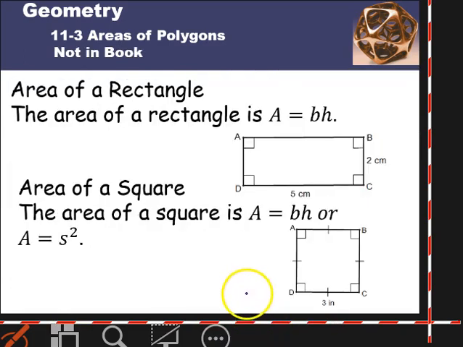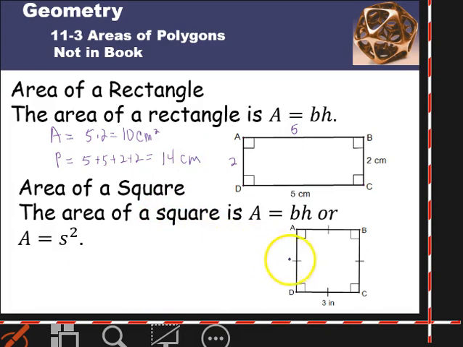Okay, so to find the area of a rectangle, the formula is base times height. So the base of this is 5 and the height is 2, so 5 times 2 is 10, and this would be 10 centimeters squared. To find the perimeter, you just add up all the sides. Since this side is 5, this side is 5. Since this side is 2, this side is 2. So the perimeter would be 5 plus 5 plus 2 plus 2, which is 14 centimeters.